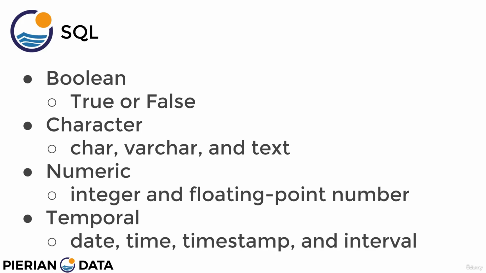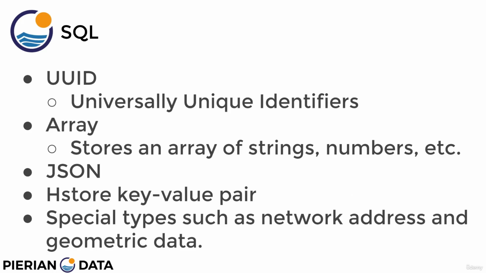So here are some data types, the main ones that we've already encountered. There's the Boolean data type, which is just true or false. There's character data types, such as char or varchar, variable char, and text. There's numeric data types like integer and floating point number. And then there's temporal data types, things like date, time, timestamp, and interval, as well as timestamp with time zone. So we have these generalized categories that we're familiar with, and then we actually have data types within those categories.